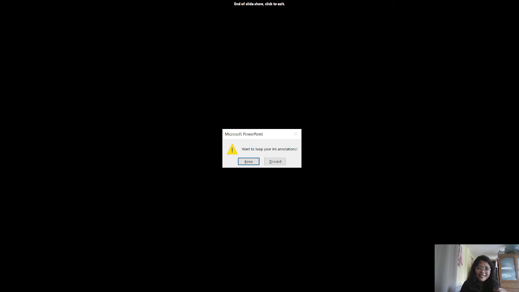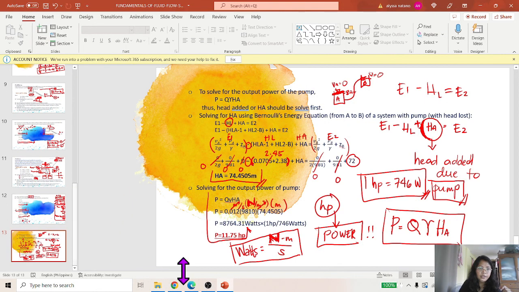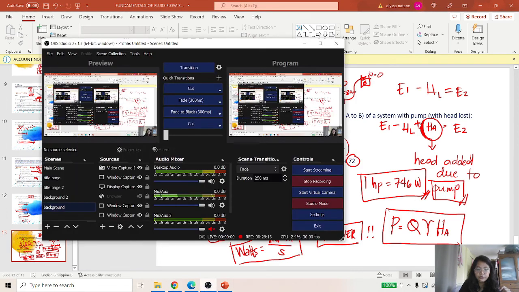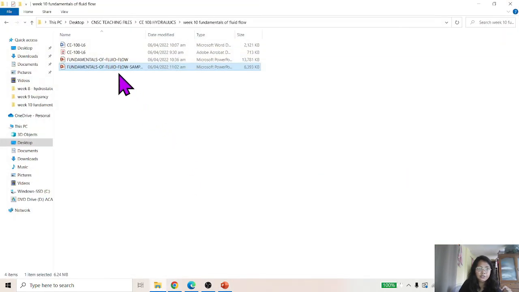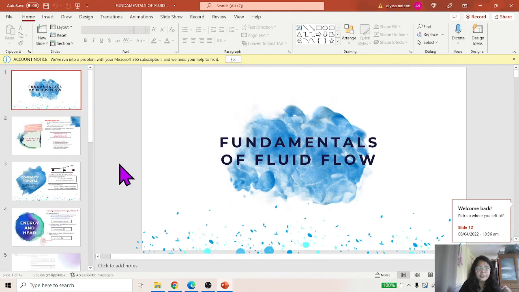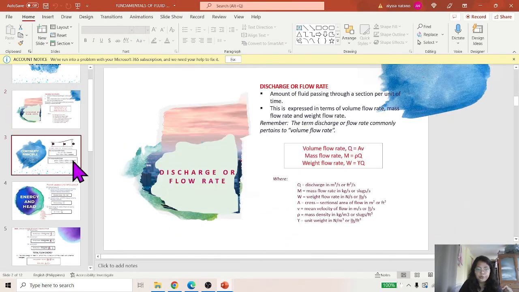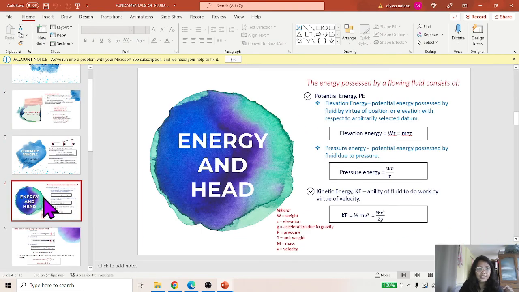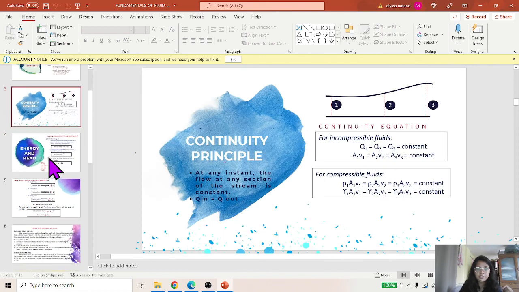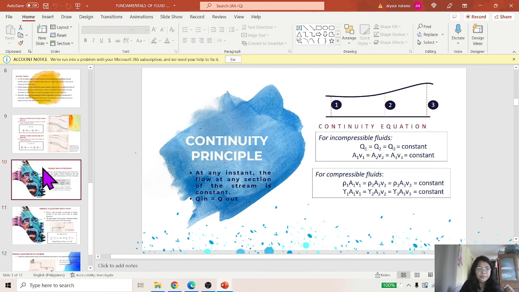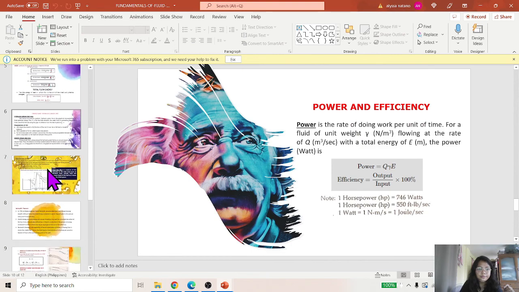So, I think that concludes the introduction pa lang naman kasi ito. So, that concludes the introduction to the fundamentals of fluid flow. So, kailangan nyo lang siguro tandaan yung continuity principle. That's all. Thank you.